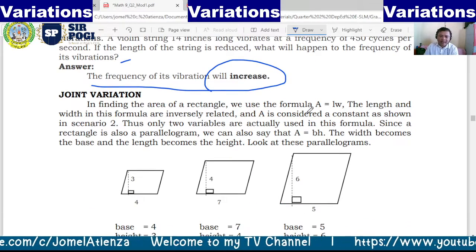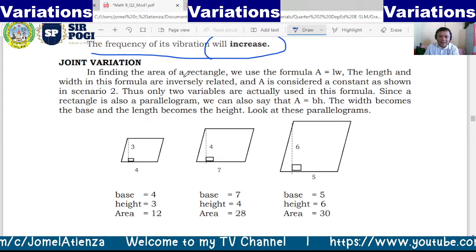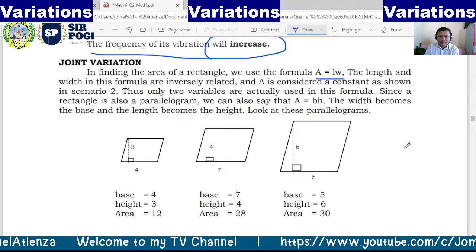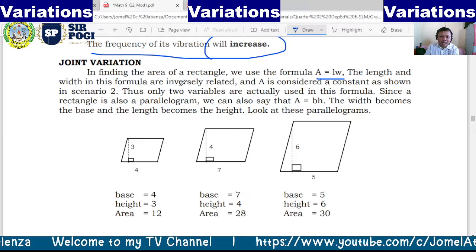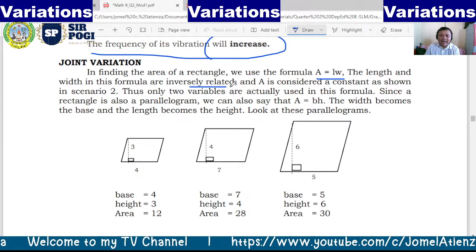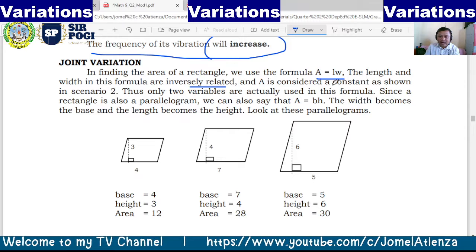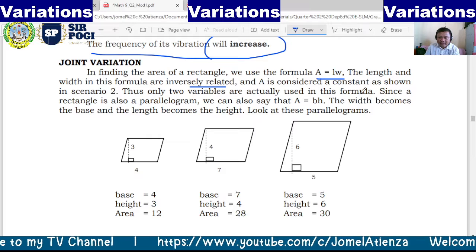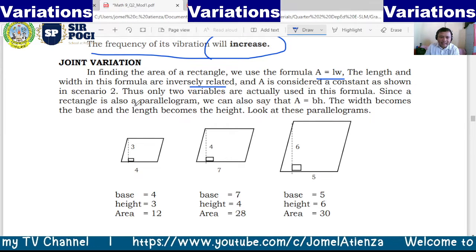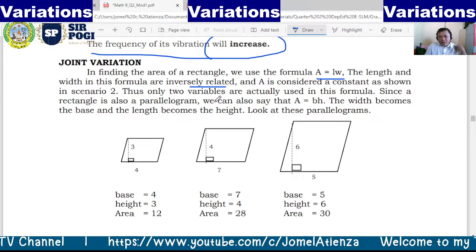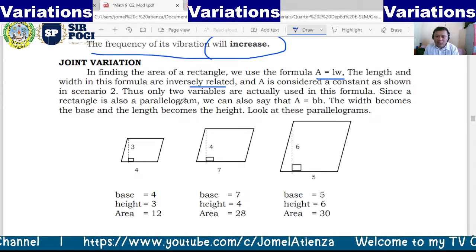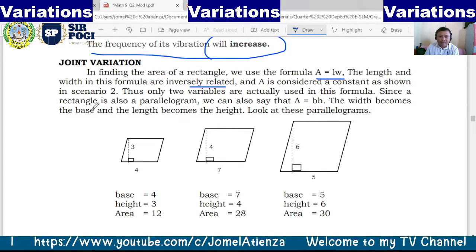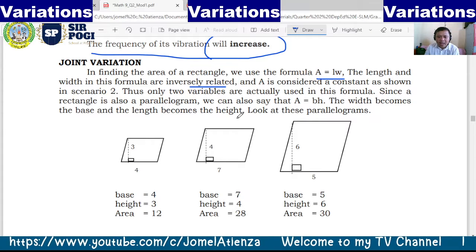How about joint variation? In finding the area of a rectangle, we use the formula A is equal to LW. The length and the width in this formula are inversely related, and A is considered a constant as shown in scenario 2. Thus, only two variables are actually used in this formula. Since a rectangle is also a parallelogram, we can also say that A is equal to BH, or base and height. The width becomes the base and the length becomes the height.